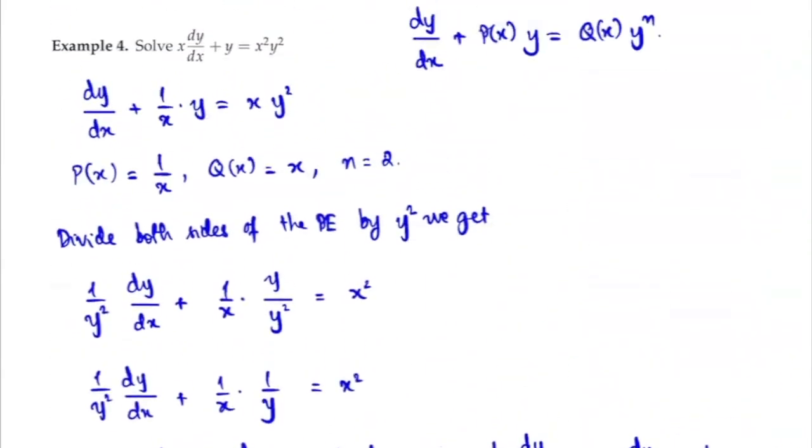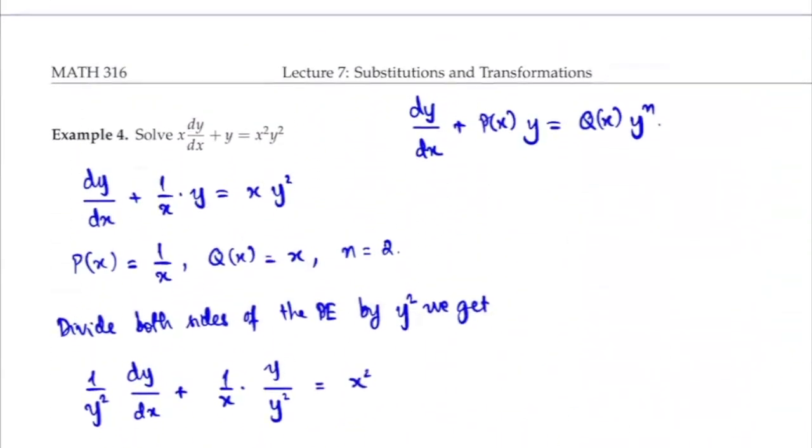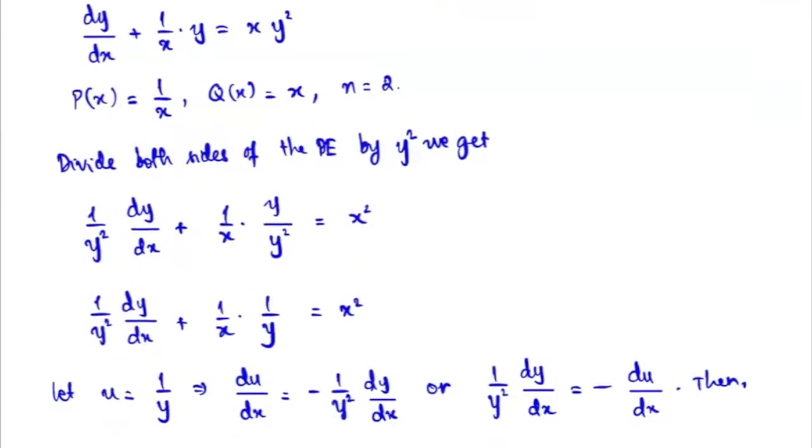I may have made a mistake somewhere here. Okay, so bear with me. Let me walk you through this one more time. So you have the differential equation. It's not in the form that we're looking for. So you have to turn that into the form of the Bernoulli equation by dividing both sides by x. And therefore, you get that p of x is equal to 1 over x, q of x is equal to x, and n is equal to 2. That is, you're going to divide both sides of the equation by y squared. And this is what you got.